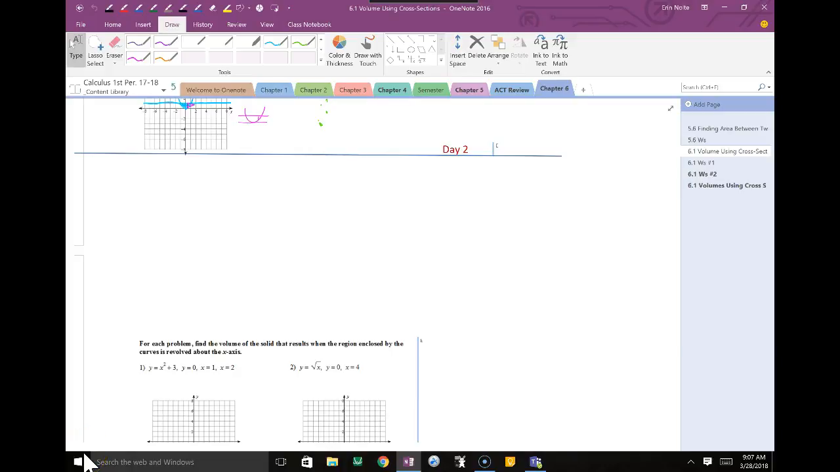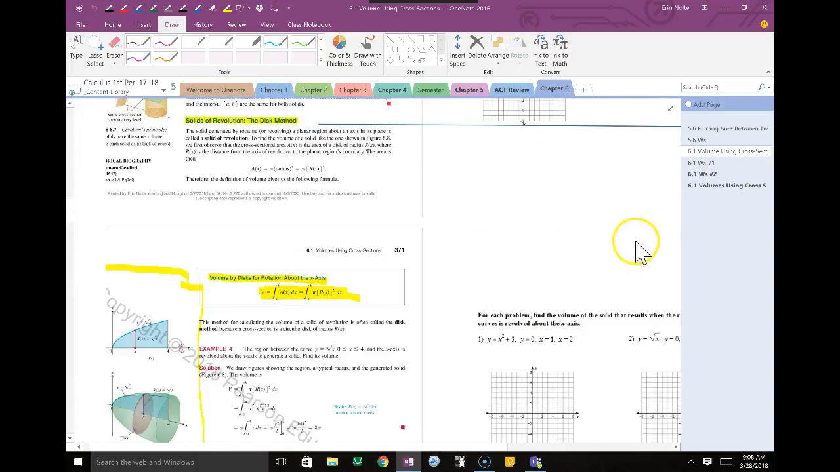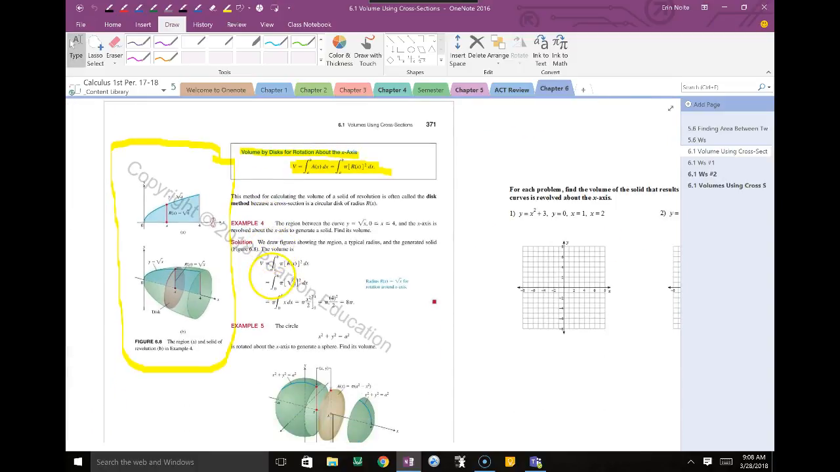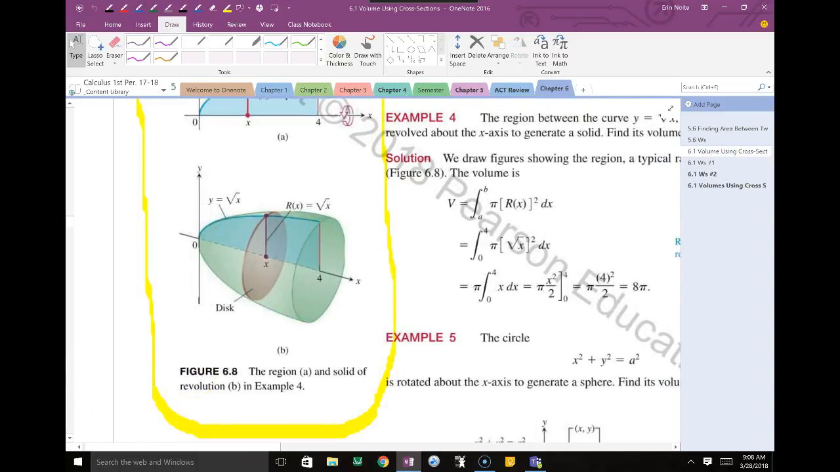The first part of this was finding a volume with given cross sections. They would give us the shape of the cross section, and we'd work from that piece, and then basically take the integral of the base area. The second half of this is the idea of revolving a function around a line.